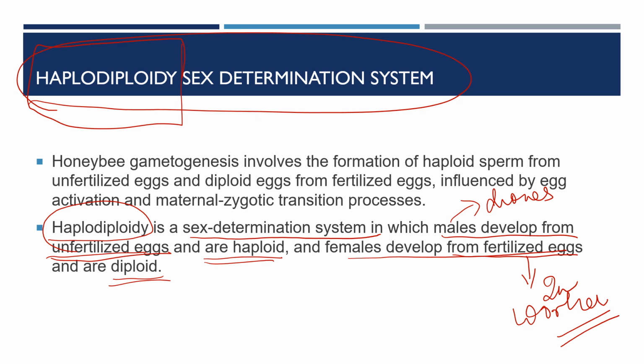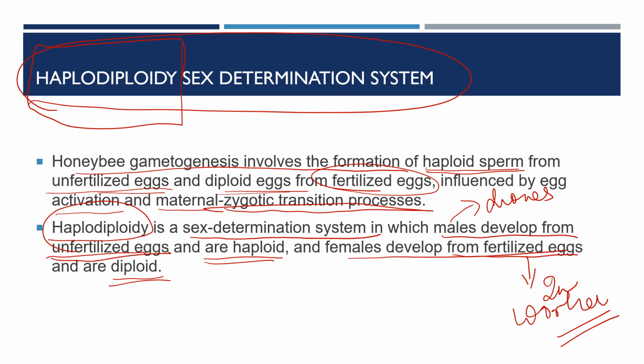It is very important. Honeybee gametogenesis involves the formation of haploid sperm from the unfertilized eggs and diploid eggs from the fertilized eggs, influenced by the activation and maternal zygotic transition process. The maternal zygotic transition process is happening, and diploid cells are formed from fertilized eggs, and unfertilized eggs give the formation of haploid drones.